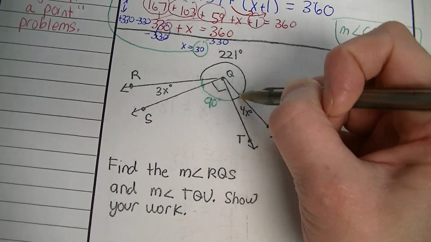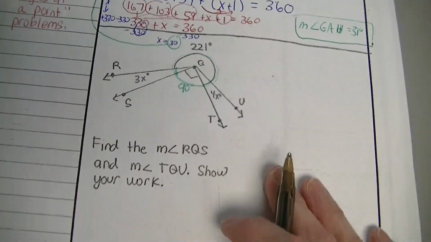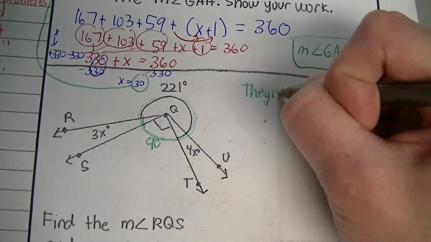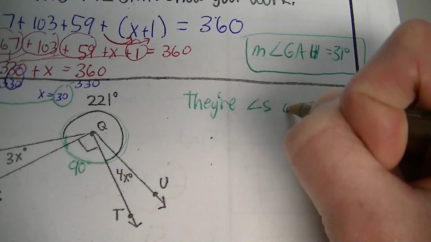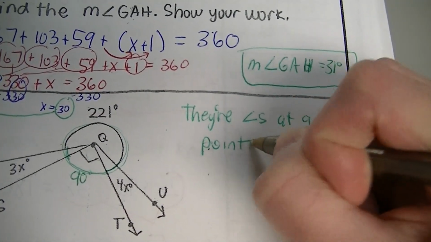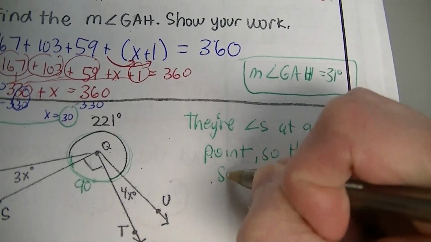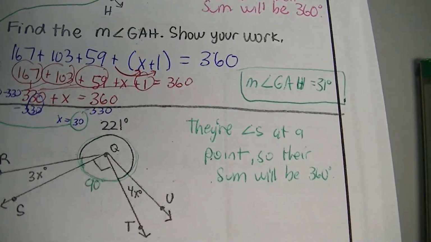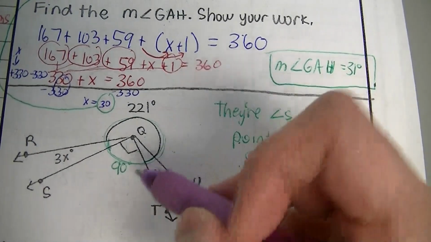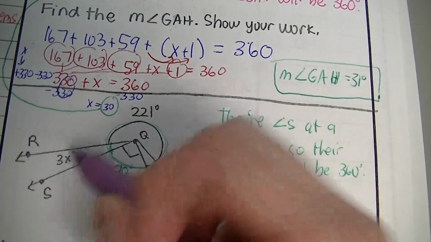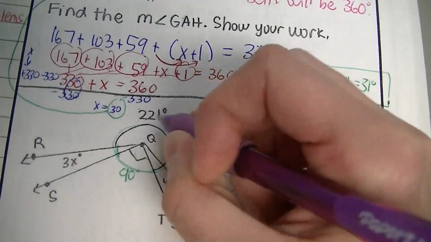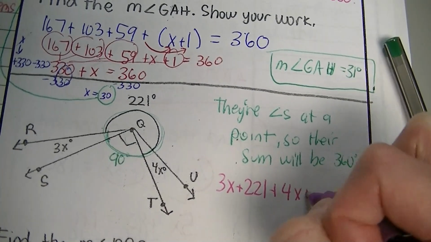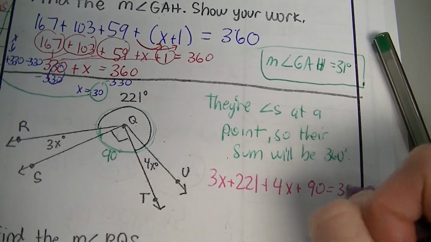Okay, and so all of them together would have a sum of 360 degrees because they are called angles at a point. So let's write that down. I'm abbreviating it. Okay, let's go ahead and use that information to create our equation. So let's start, I don't care where you start, but just make sure you hit all those angles. So 3x plus 221 plus 4x plus 90 equals 360.